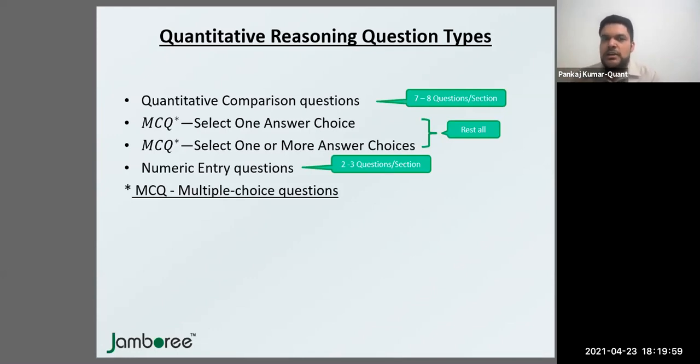So when I'm saying comparison questions, you will be getting 7 to 8 questions of comparison out of 20, which means per section. When I'm saying per section, that means one section of 20 questions. And for one section of 20 questions, you'll be getting 7 to 8 questions of this type. You'll be getting 2 to 3 questions of numeric entry. That's the rough idea. That's what we have seen.